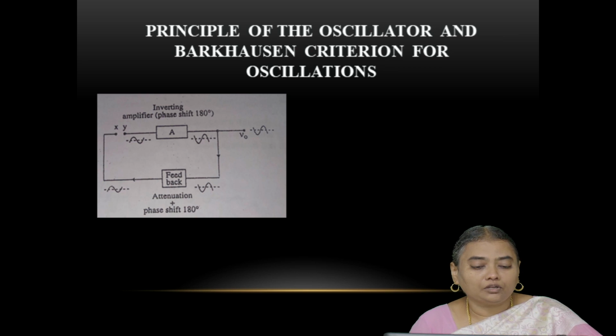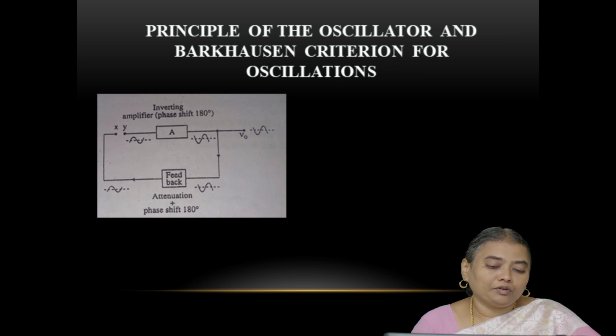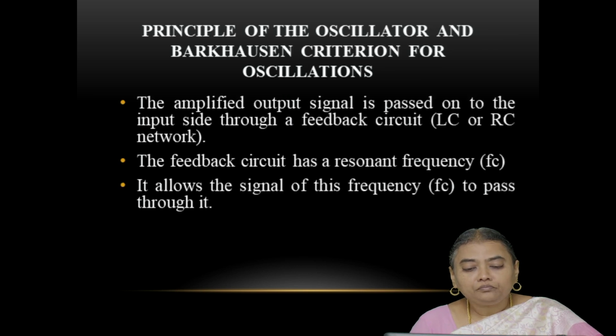This is the circuit diagram for the oscillator. The first block A represents the amplifier, and part of the output of the amplifier is given to the feedback. The output of the feedback network is again given to the input of the amplifier. The amplified output signal is passed on to the input side through a feedback circuit. The feedback circuit may be an LC or RC network.